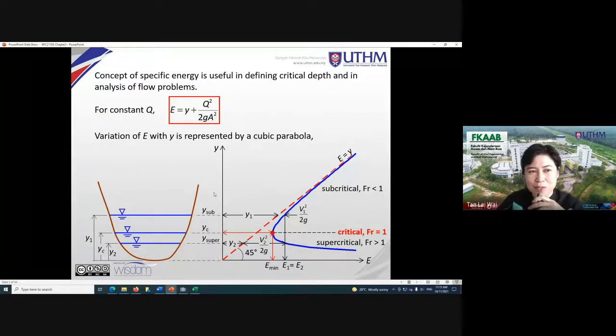Okay, in the subsequent slide, you'll see quite a number of exercises. Now for constant Q, remember, for a constant Q, that means Q does not change, is fixed. Your specific energy is given as y plus Q squared over 2gA squared.